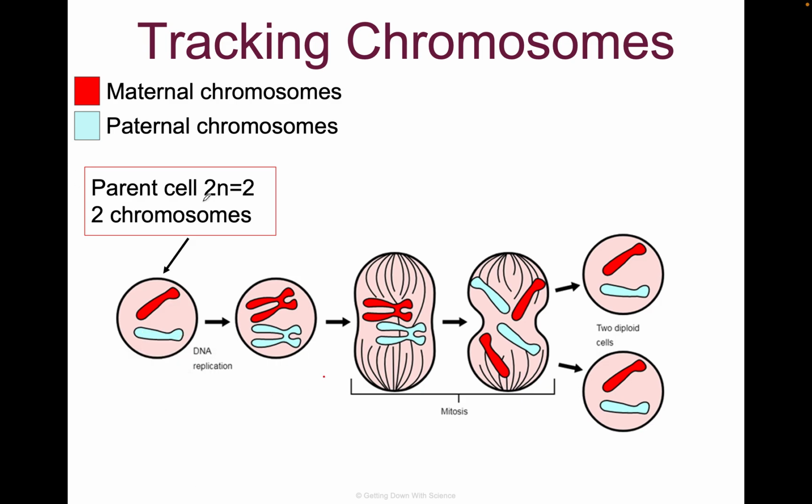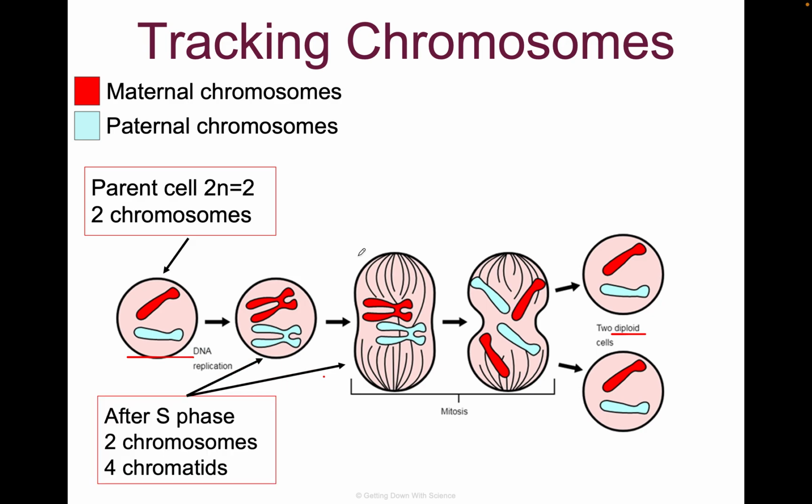So we have a parent cell here. 2n equals 2, so we got 2 chromosomes. One from mom, one from dad. Then each one replicates, so an exact copy of the other. Here they are. They're going through mitosis, and now we have 2 identical diploid cells that are identical to the parent cell. Easy peasy. After S phase, 2 chromosomes and 4 chromatids.